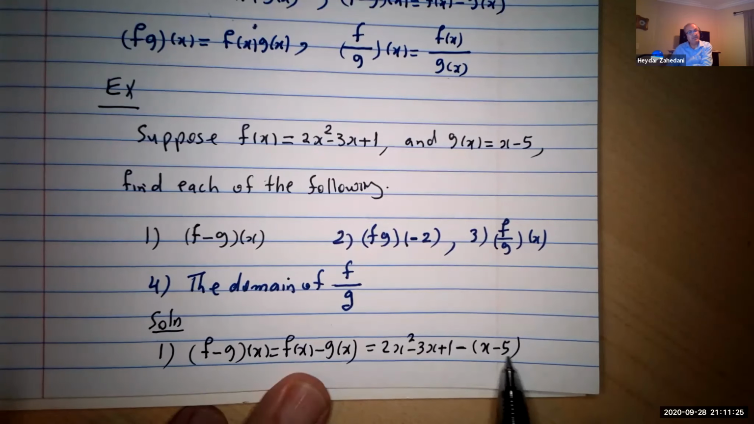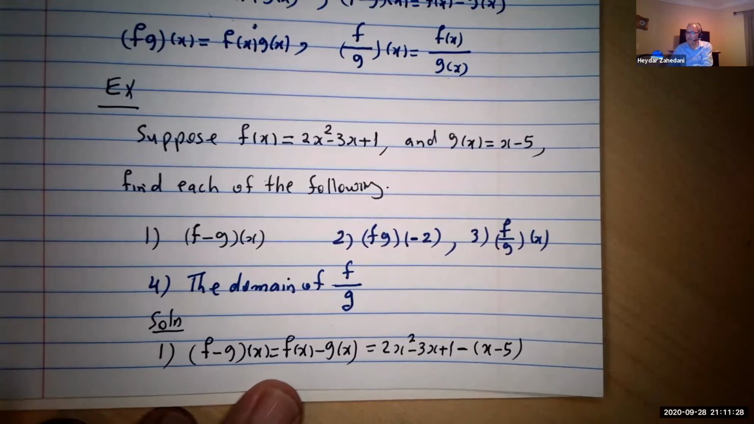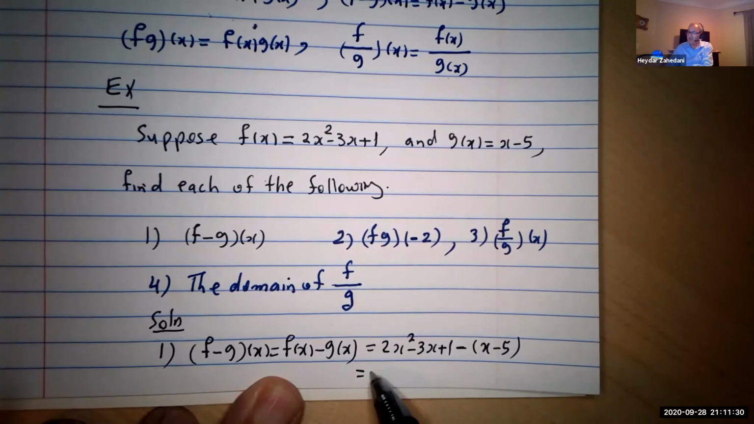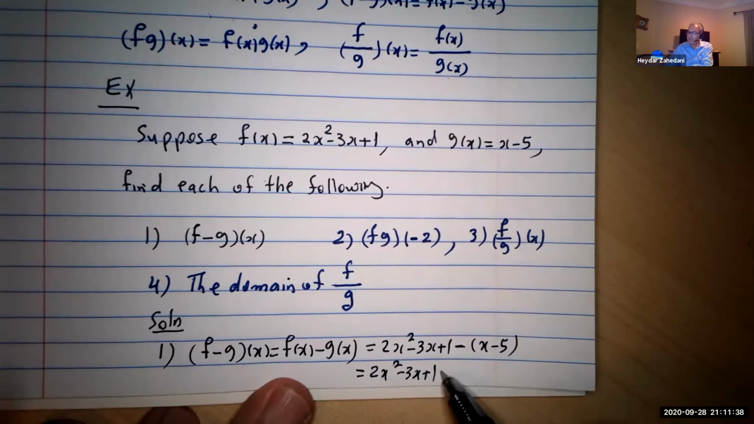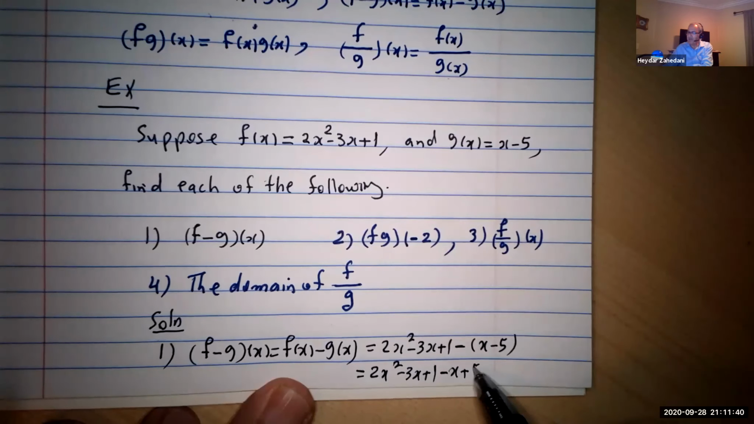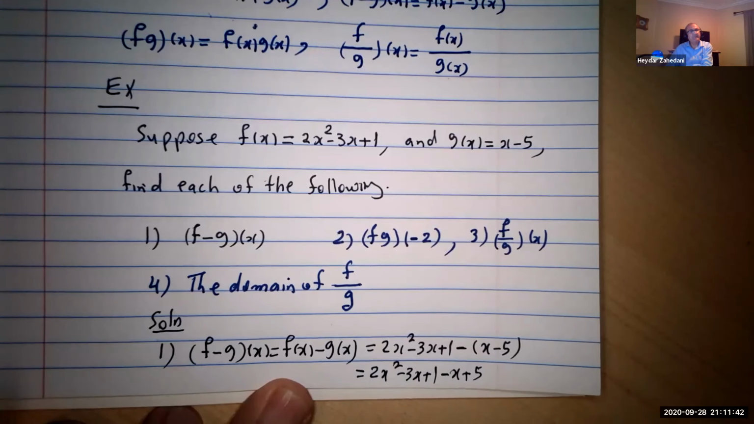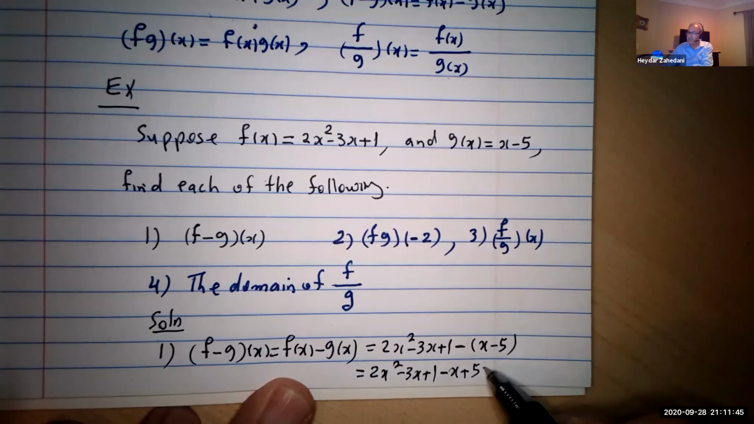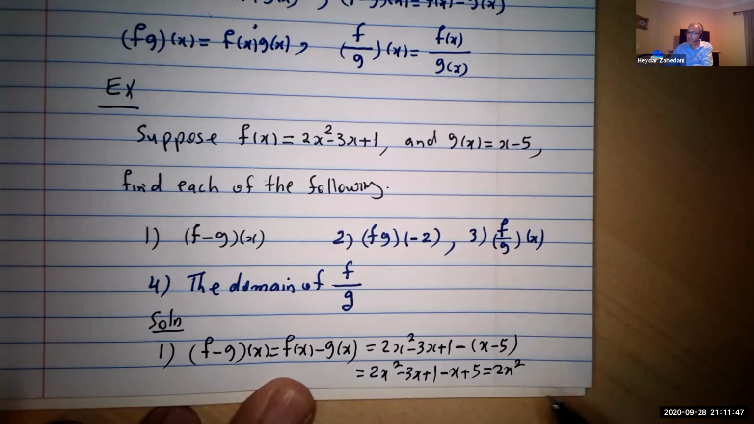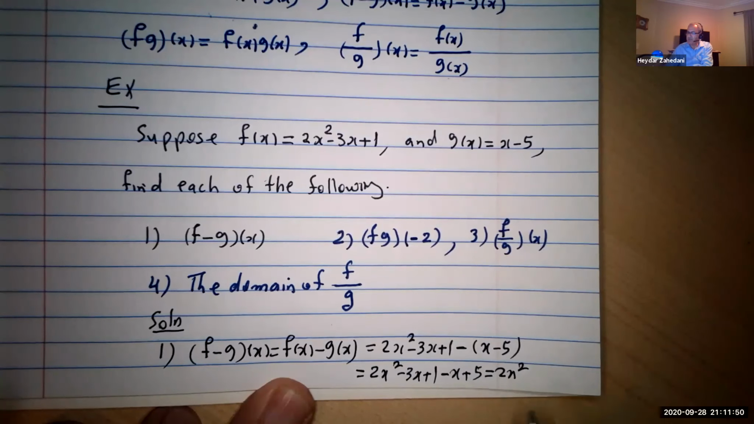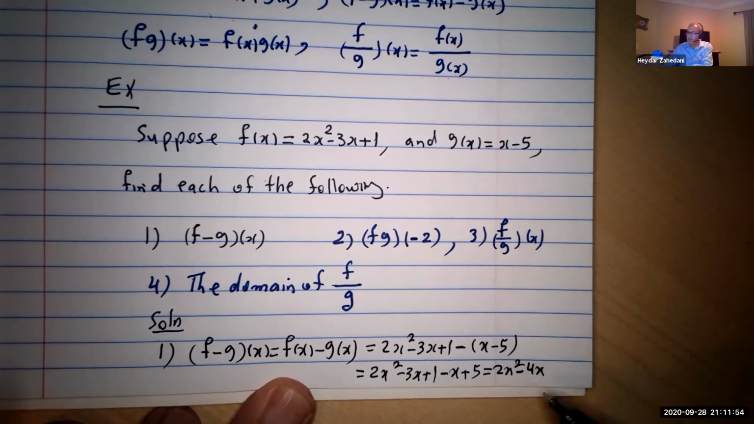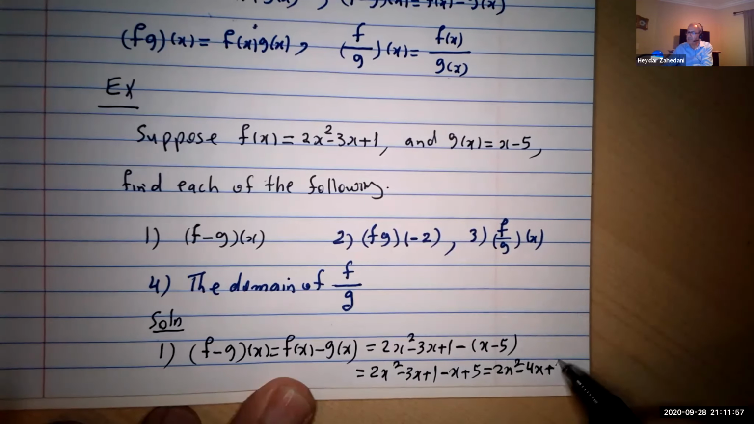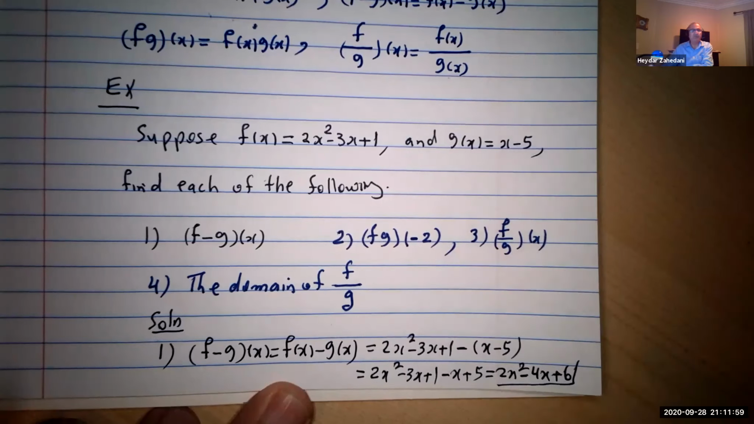Now you apply the negative sign inside nicely, and then you simplify. So this is going to be equal to 2x squared minus 3x plus 1. Apply the negative sign: minus x plus 5. Combine the like terms. That gives you 2x squared. We have negative 3x minus x, which is negative 4x, or minus 4x. And 1 and 5 make 6. So this gives you the difference function.